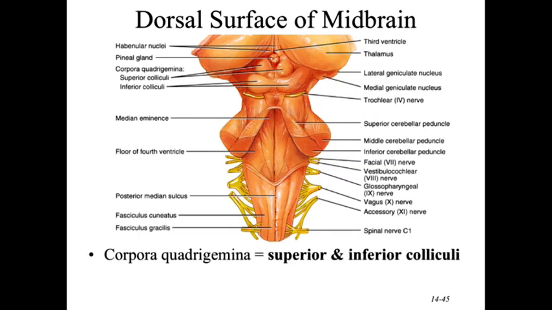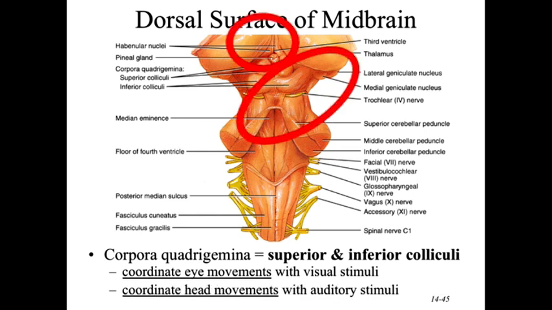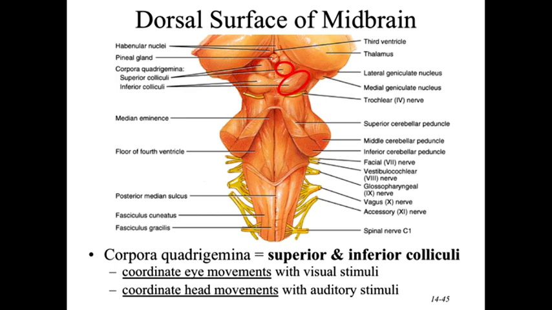Okay, I'm going to highlight the corpora quadrigemina in just a second. There they are. So it's called the body of four, or corpora quadrigemina, because there are two superior colliculi, one here, and two inferior colliculi, here and here. So it's called a corpora quadrigemina, the body of four, the superior and inferior colliculi. The superior colliculi is involved with visual stimulus, and the inferior colliculi deals with auditory stimulus.